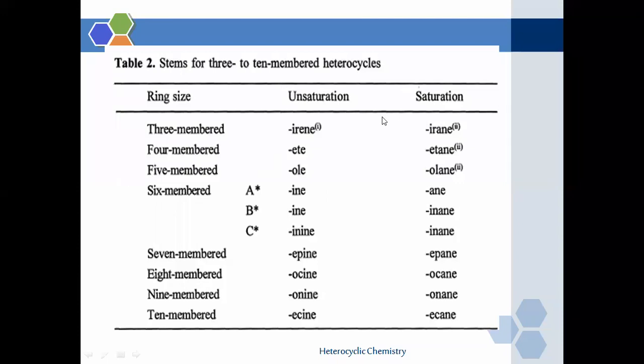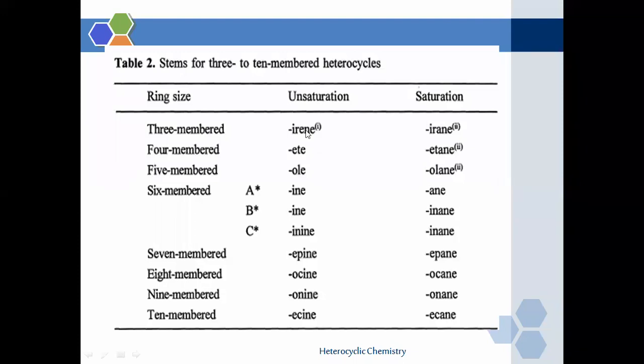This table will indicate which stem we are going to use if the ring is unsaturated, and which stem if the compound is saturated. In the previous slide we discussed which heteroatom is present and which prefix we are going to use. Our rule number 1 indicates that the IUPAC nomenclature system must be a combination of a prefix and a stem. In the prefix, we have discussed what type of heteroatom is present and which prefix we are going to use while giving the name to that heterocycle.